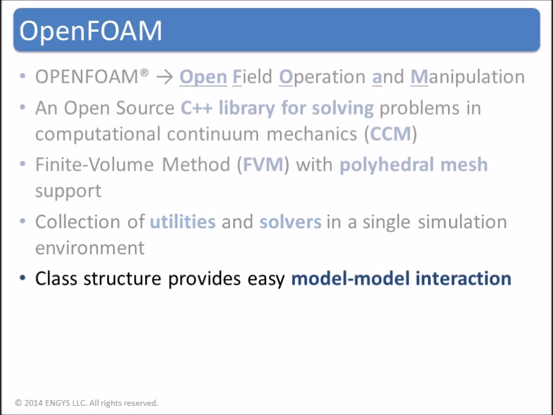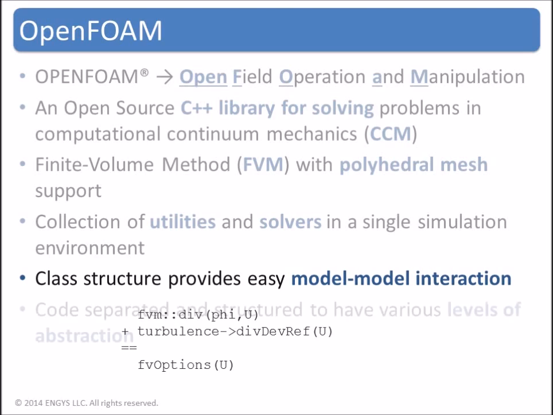Also, OpenFOAM has a class structure that provides easy model-model interaction. Here we can see we have div(phi,U), so that's the divergence term inside of a transport equation, but the next term is turbulence. So this is an interaction of our transport equation with our turbulence models. And then the last line right there, fvOptions, is actually a source term that would be related to U. So something like multiple reference frames, or porous media, would interact with this transport equation through fvOptions.